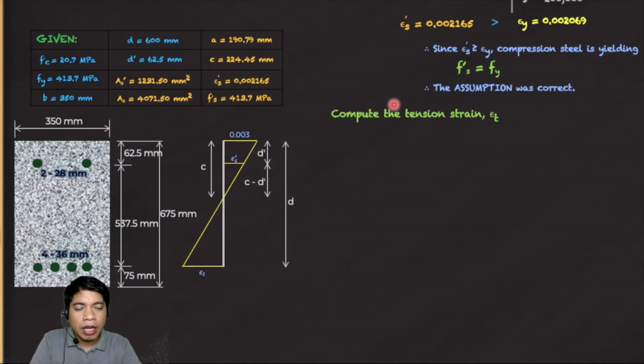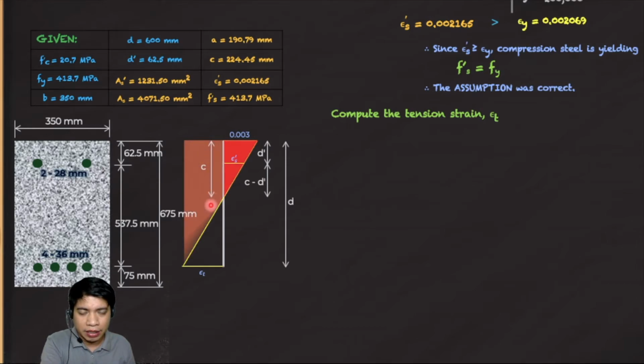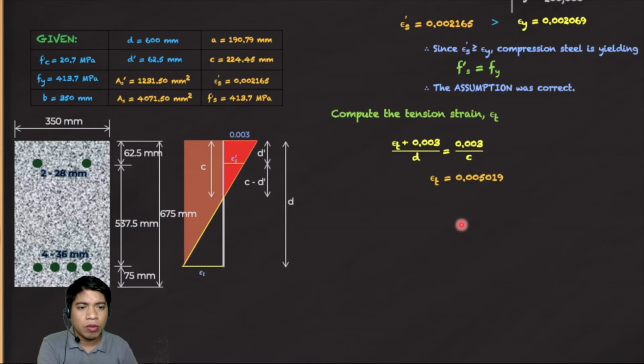So, ang gawin natin ngayon is i-compute naman natin, guys, si tension strain. That is, itong nandito sa may baba. Okay? So, tension strain. Ratio and proportion lamang din, guys. So, itong triangle na to na maliit is similar to this malaking triangle. So, ratio and proportion lamang, guys. That is, itong malaking triangle, itong side na to is tension strain plus 0.003. Tapos, itong side na to is D, equals to 0.003 divided by C. Okay. So, lahat dito ay nakuha na natin kanina, guys. So, mag-compute natin dito sa tension strain and that is equals to 0.005019.